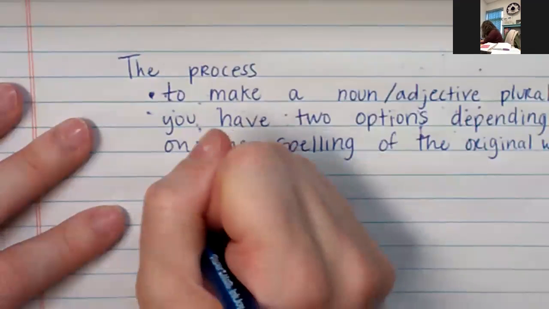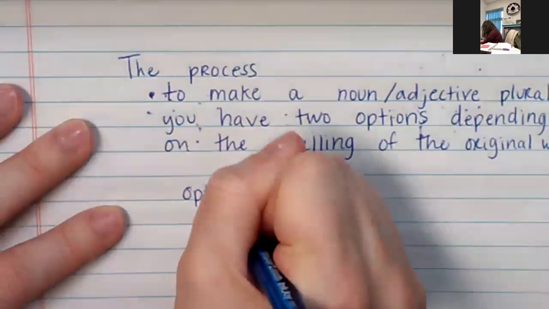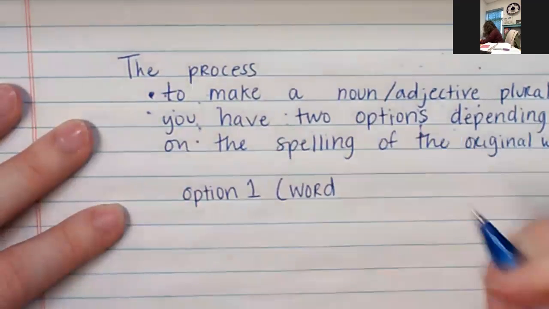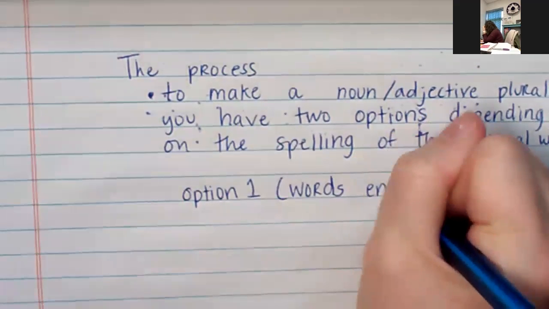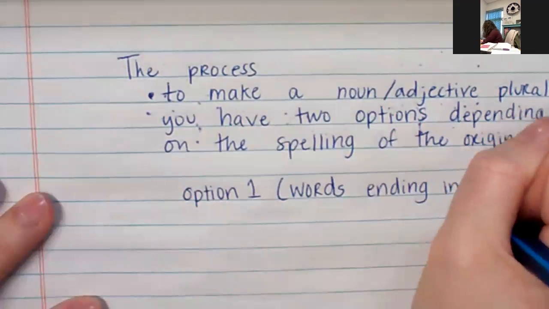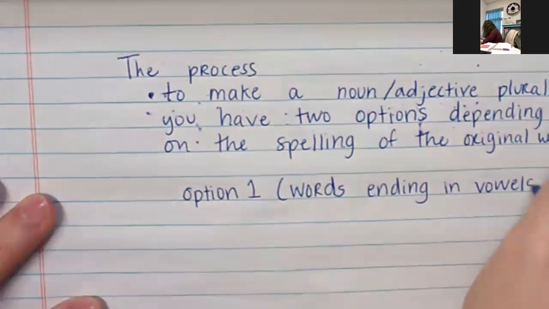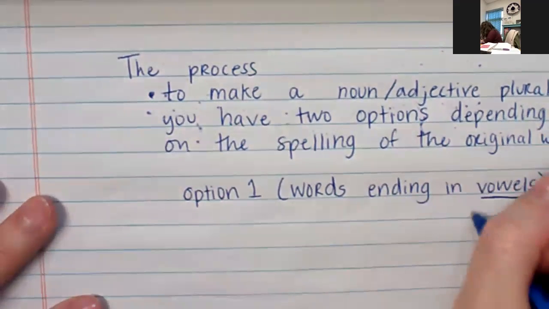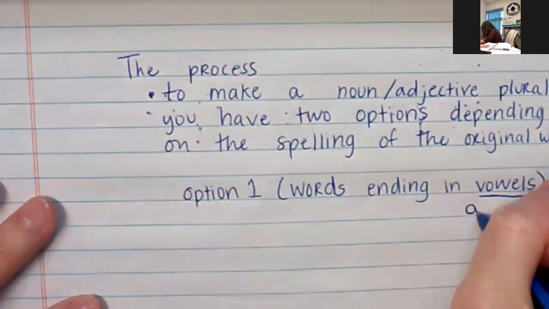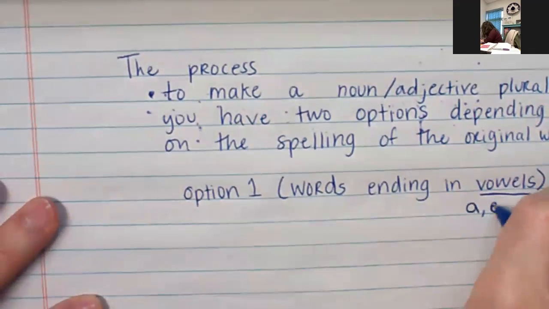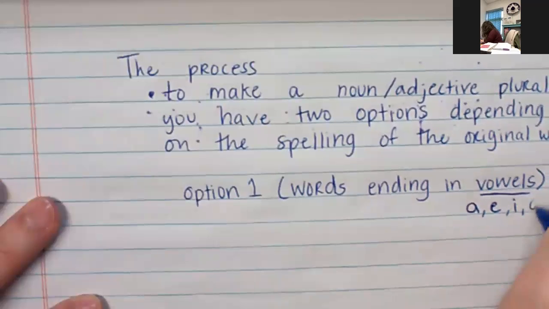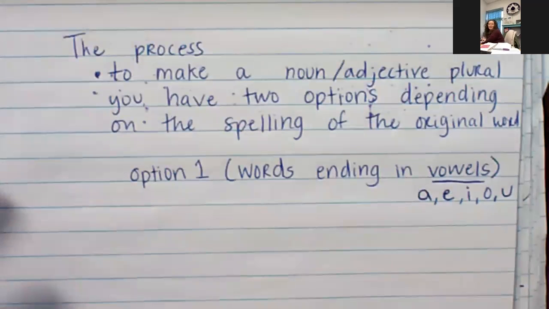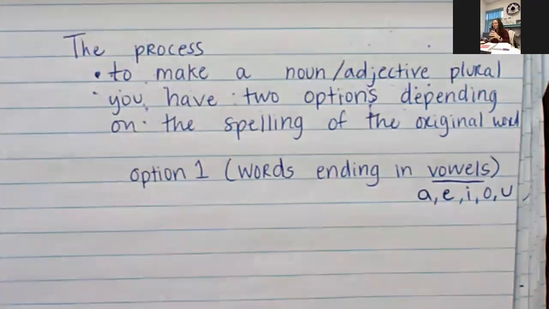So option one is going to be words ending in vowels. In case you don't know, vowels are A, E, I, O, and U. Y doesn't really count as a vowel in Spanish.